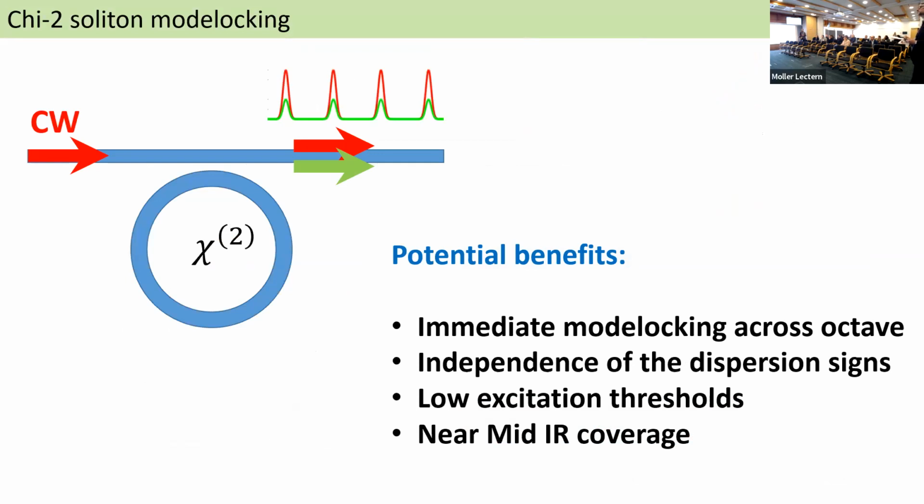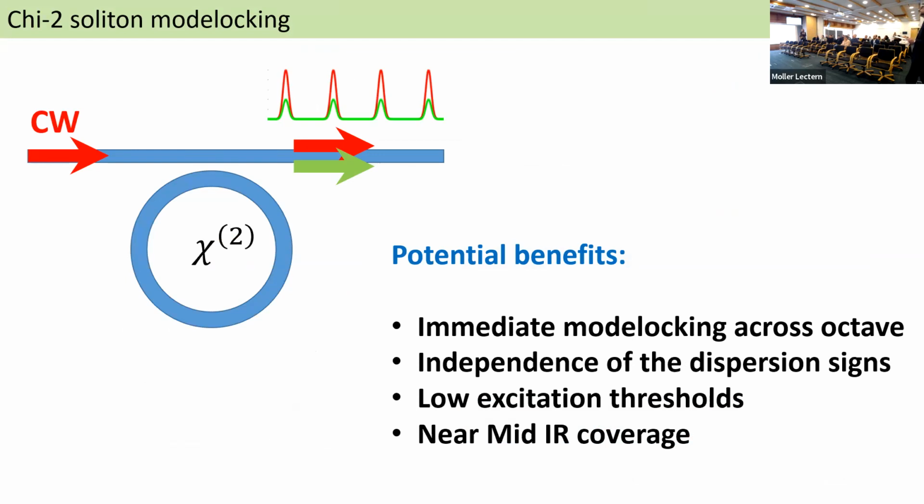The first one is that with Chi2 you have an octave. If you have Chi2 available by design, then you have an octave. And this is very important to have an octave for self-reference. You can have two narrow spectra, you don't need to fill in between, but you already can self-reference. This is the main advantage.